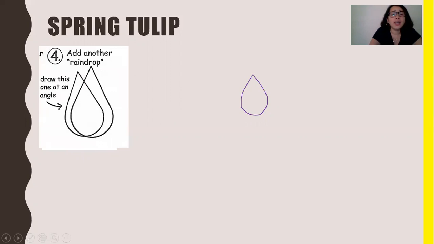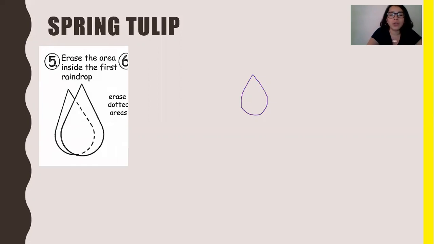Now we're gonna add another raindrop and draw this one at an angle. So instead of drawing it straight, you're gonna draw it kind of to the side like that. Just know that once you draw it, you do have to erase those dotted lines. So I'm just gonna go ahead and draw it freehand. I'm gonna go like that, and then I'm gonna go this way. If you draw it like this, then you're gonna take your eraser and erase this part, so that this part is completely empty.